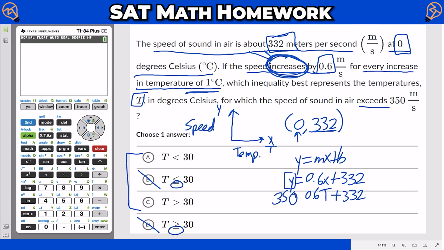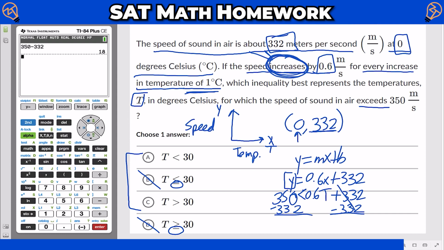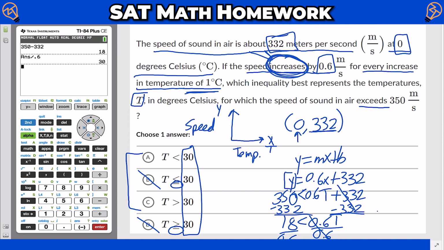Well, exceed 350 means greater than 350, which to see that as a greater than symbol, you kind of have to be reading it from right to left, going in the direction of the 350. So greater than 350. In other words, 350 is less than the rest of this. And then to solve that, you could use inequality, or you could just go ahead and subtract 332 from both sides. And when we do so, we get 18 is less than 0.6t. We'll divide by the 0.6, and notice we get 30, which shouldn't come as a surprise because all these do say 30. But we have 30 is less than t. In other words, t is greater than 30. So the correct answer is C.